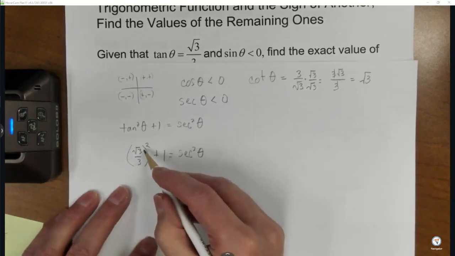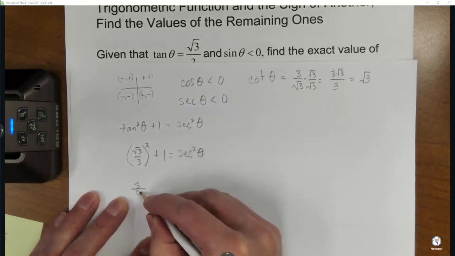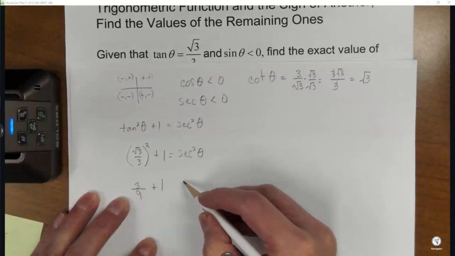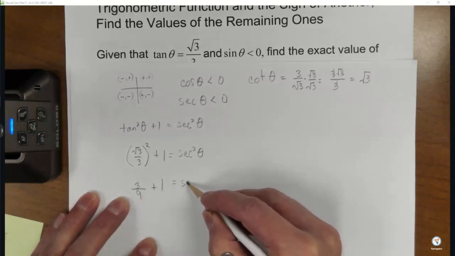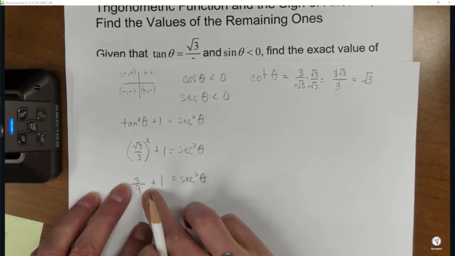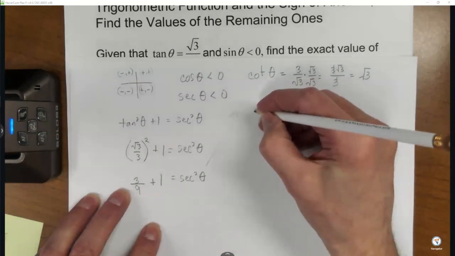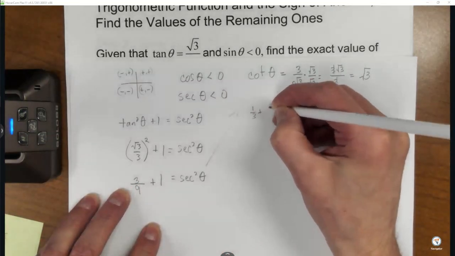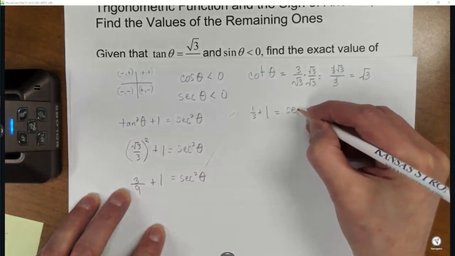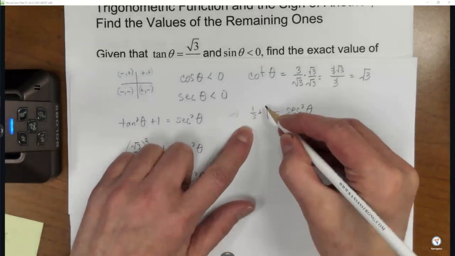Okay, so this is going to become, when I square that square root of 3, it'll be a 3. And then down here I square it, and it's going to be a 9. So 3/9 plus 1 is our secant squared of theta. And so I can reduce 3/9 to 1/3. So I'm going to come up here and write this as 1/3 plus 1 equals secant squared of theta. All right, so to add 1, we're going to add 3 over 3.